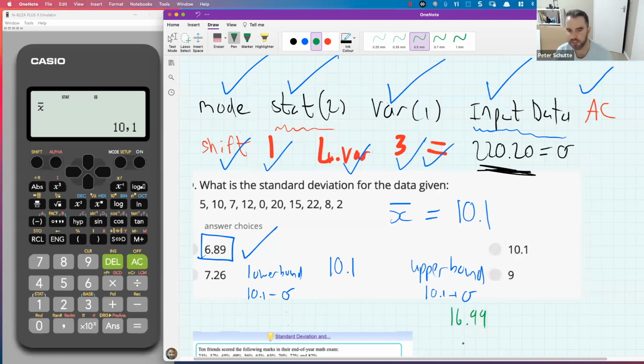What about the lower bound? 10.1 minus 6.89, we're going to get 3.21. So now the question is, how many items fall between those two values?